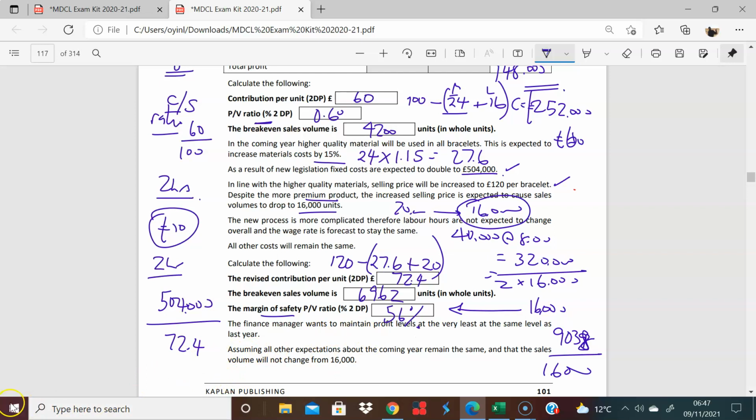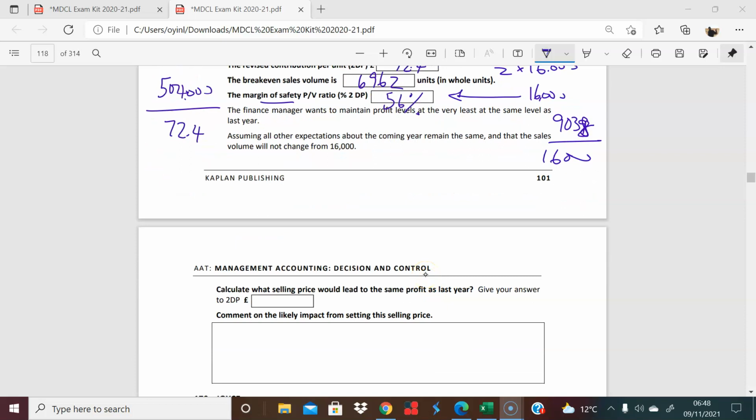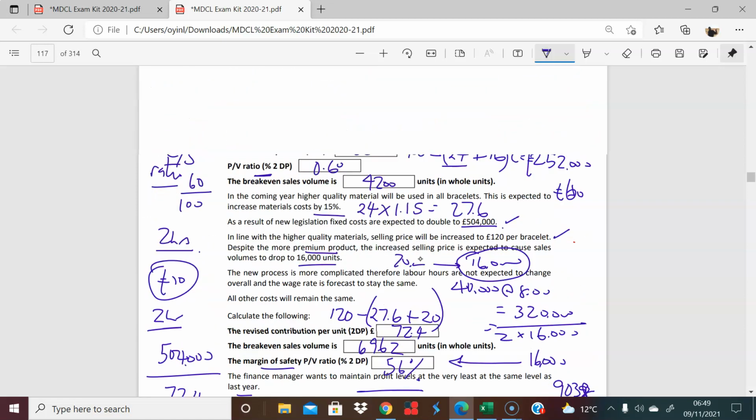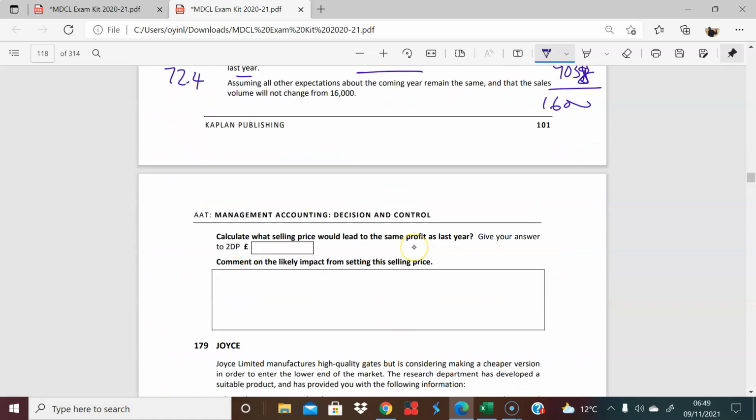margin of safety. Right, and the final part of this, you just have to think about things a little here. It says that they want to maintain profit levels at the very least at the same levels as last year. So the question here is, what was profit last year? 948,000. Now remember how this works: if this is going to be your profit, then you have this fixed cost that you would take away, and then you have revenue and you have variable costs. You take away variable costs, you get a figure, you take away your fixed cost, you get this thing.